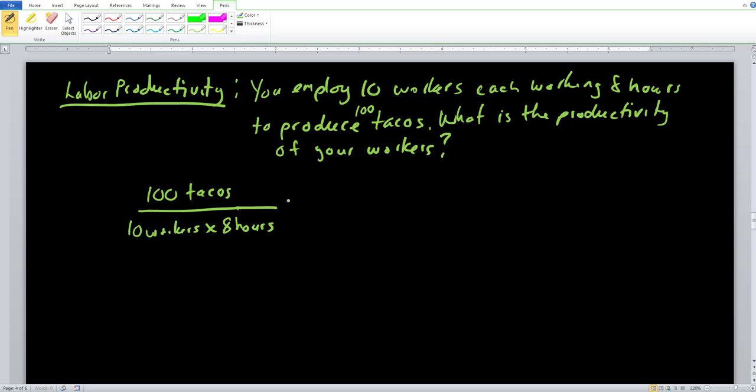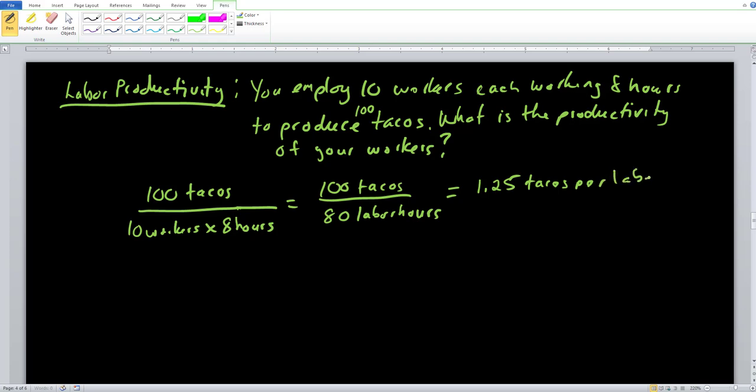Then we want to simplify this as much as we can. So here, 100 tacos, delicious tacos, divided by 80 labor hours. With 80 labor hours, you're able to produce 100 tacos. Simplify this once again as much as you can, and this comes out to be 1.25 tacos per labor hour. This gives you a figure of how productive your workers are. For every single labor hour that they work, they're able to produce 1.25 tacos.